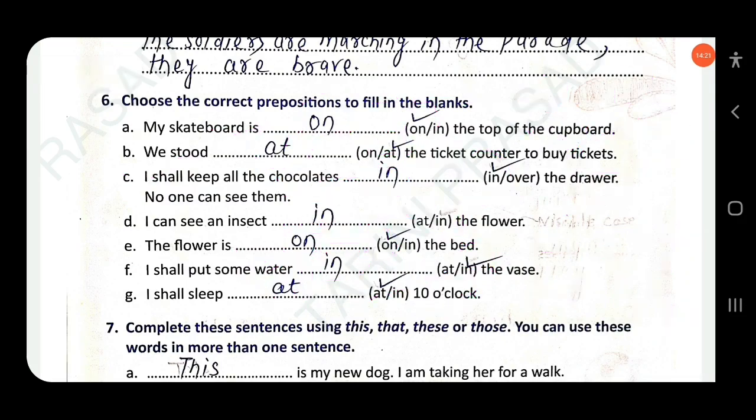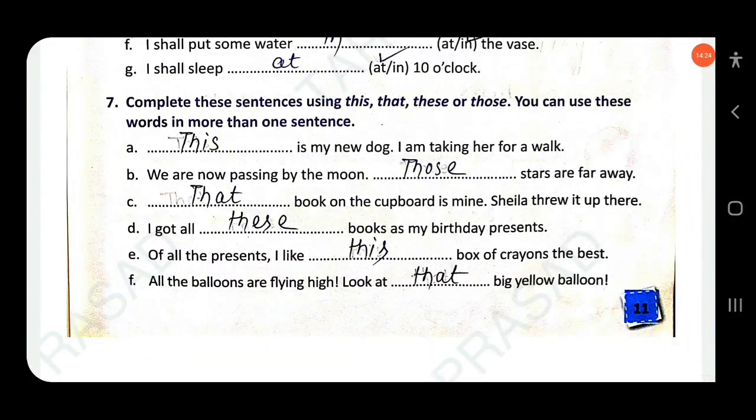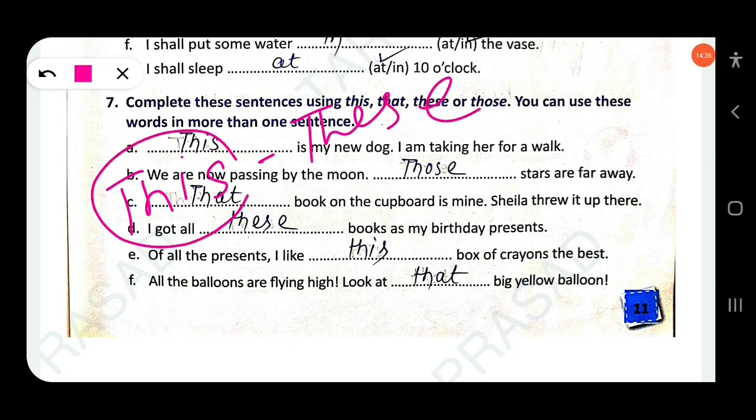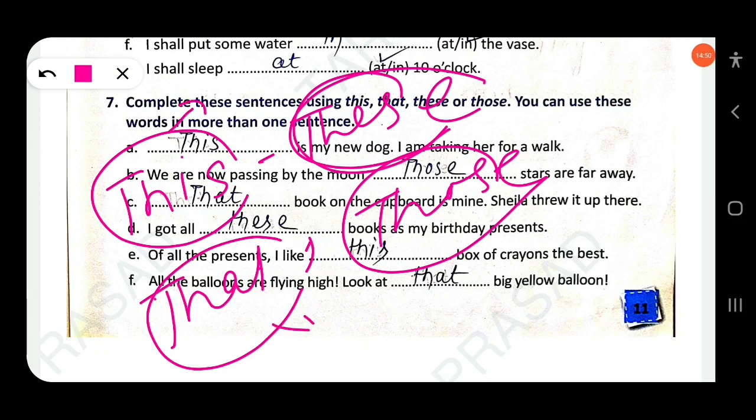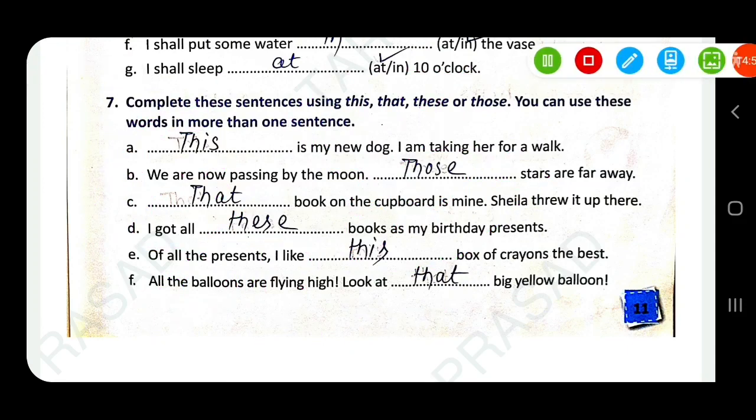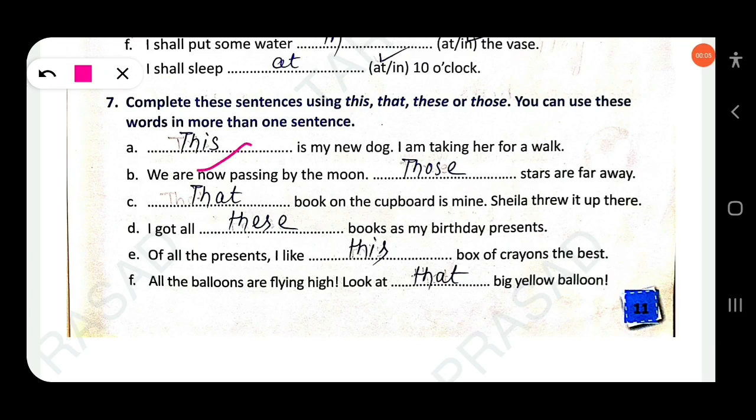Then next, complete these sentences using this, that, these, those. You can use these words in more than one sentence. This is singular and these is plural. Similarly, that is singular and those is used for plural. This is used for a nearer object and that is used for a far object. This is my new dog. I am taking her for a walk.